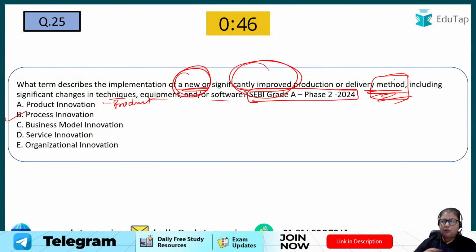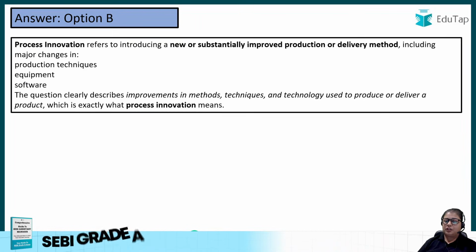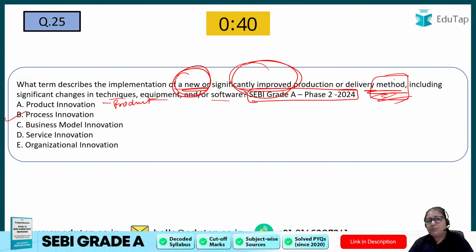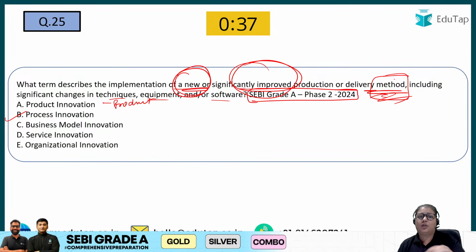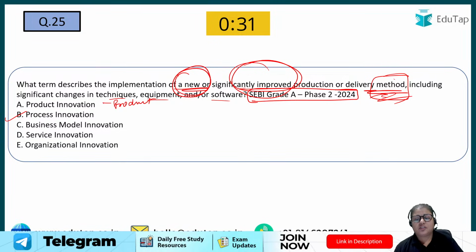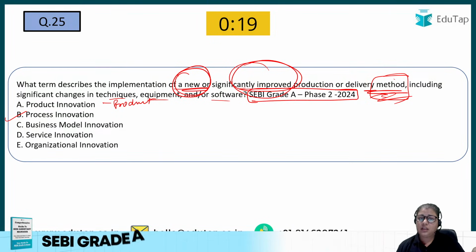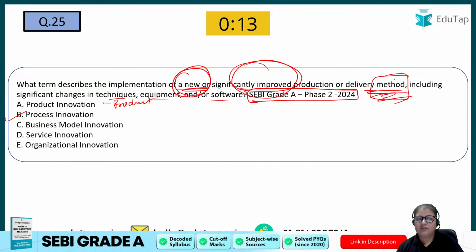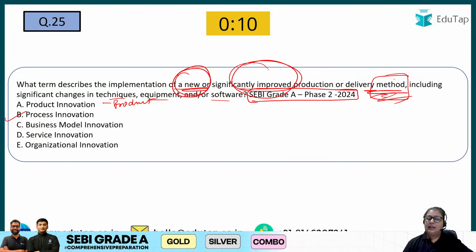Business model innovation is when we are trying to change the whole business model, how we will create this production, how we will create the supply, changing the whole production model. Then service innovation, when we try to change or improve the service of our products. And organizational innovation, when we try to change the hierarchical level or the organizational structure. So when we are changing the method, wherein we are changing technique, equipment or software, it will be process innovation.